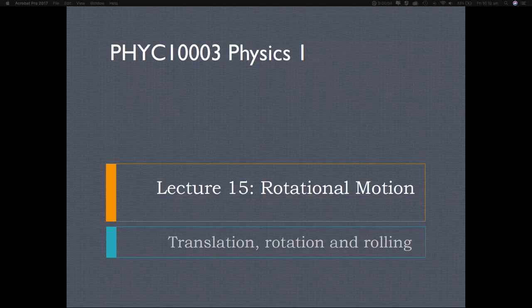Okay, everybody, welcome to Physics 1, Lecture 15. Semester's moving along nicely. Today we're going to continue on with our lectures on rotational motion. What we're going to focus on today is translation, rotation, and rolling.